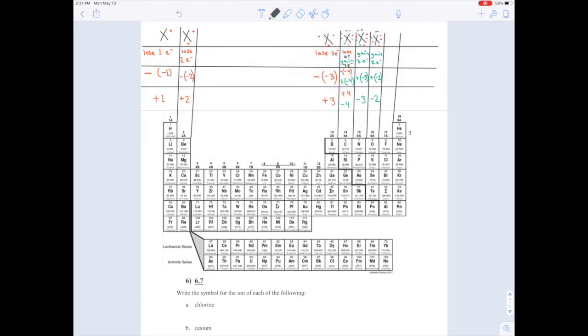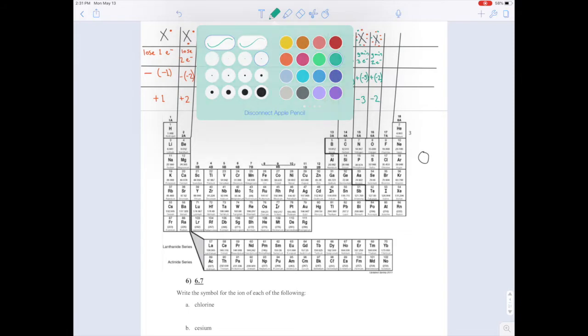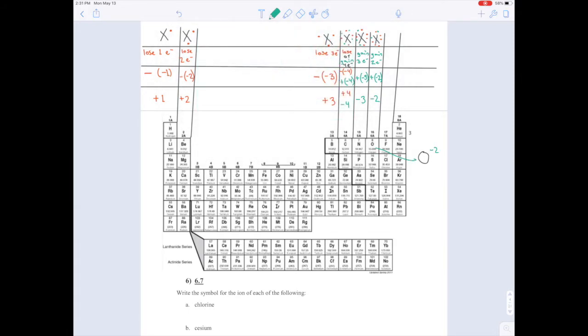So for example, when oxygen is an ion, it will have a -2 charge. When sulfur is an ion, or selenium, or tellurium, all of those would have a -2 charge.